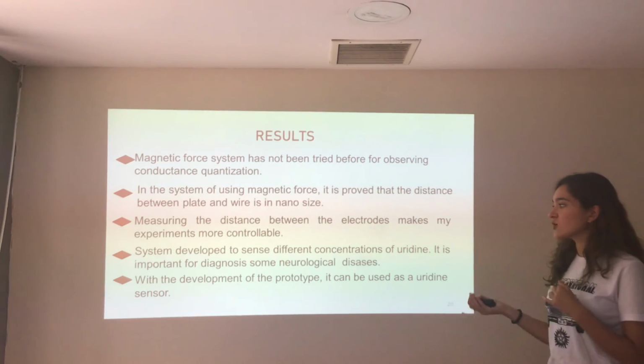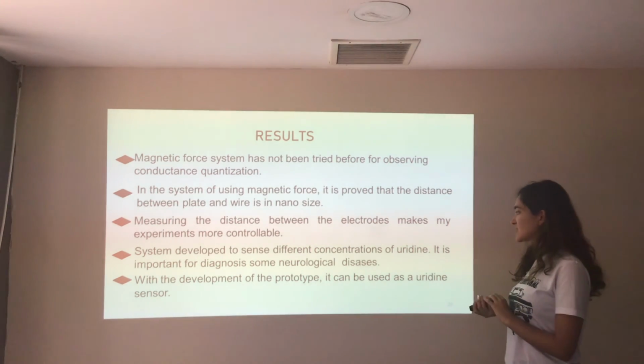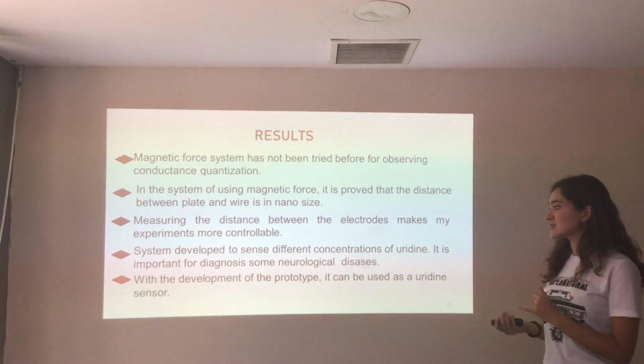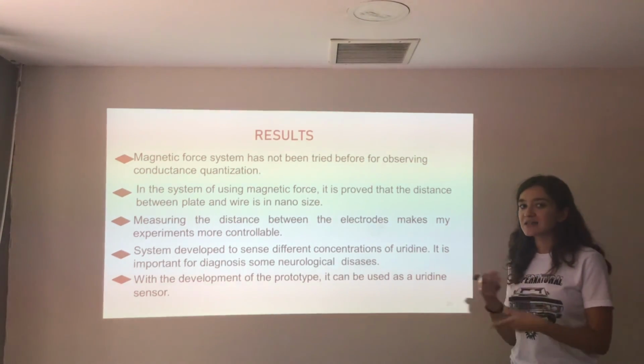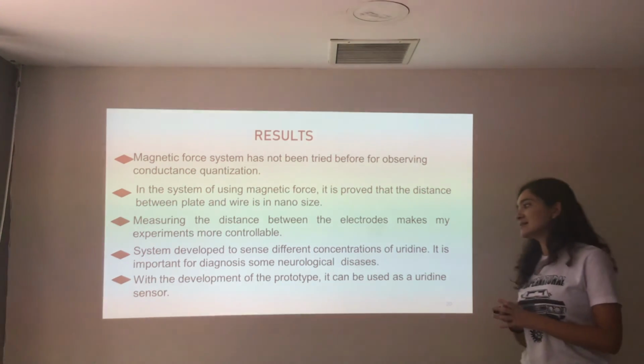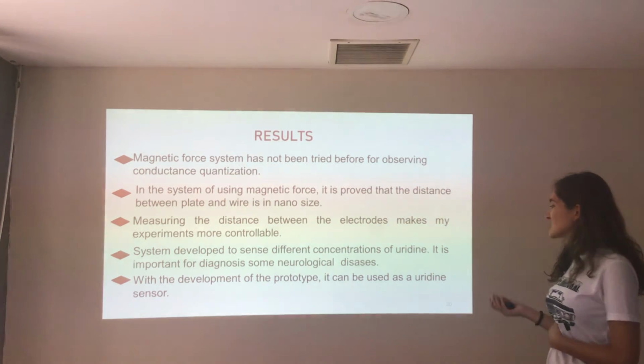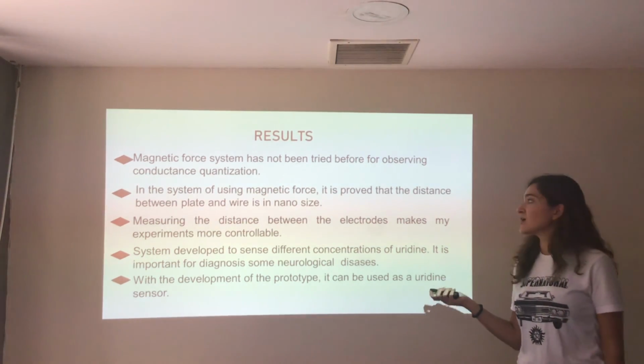And the system was developed to sense different concentrations of uridine. It is important to diagnose some neurological diseases like schizophrenia and manic depression. With the development of the prototype, it can be used as a uridine sensor.